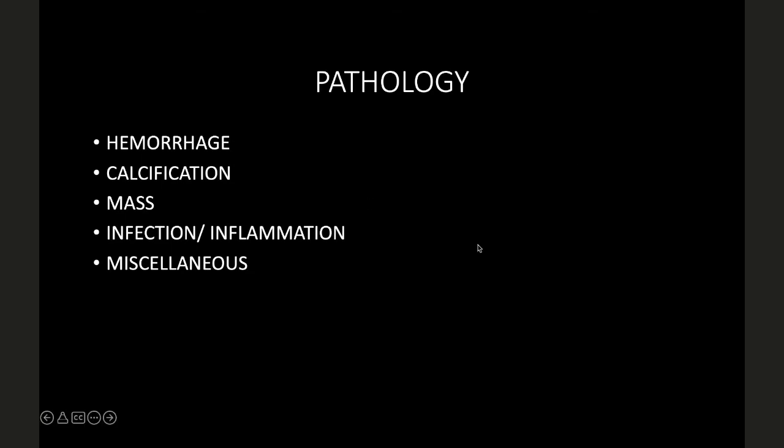Okay. So pathology. Now we are going to divide it, not like how you do in an ophthalmology or a neurology side, but from an imaging standpoint. Is this universal? Probably not. Is this a way that helps a lot of us decide? Yes. So I split it this way. So it's hemorrhage. Those lesions that have hemorrhage, those that have calcification, those that are masses, infection, inflammation, and miscellaneous, right?